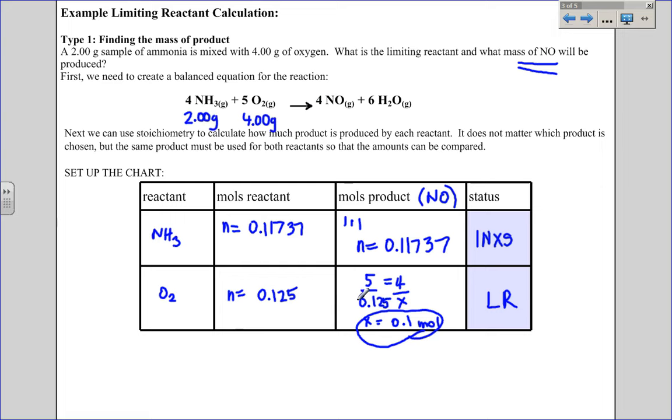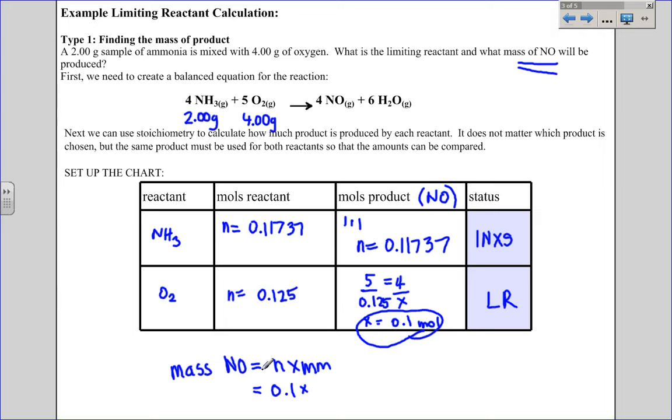So we haven't quite answered the question at this stage. We've identified the limiting reactant, and we've figured out how many moles of product can be produced, but the question is asking us for the mass of NO that can be produced. And so the mass of NO is equal to the moles of NO times the molar mass of NO. So we've got the moles of NO, and I tend to circle it once I've determined the limiting reactant, just so that I have it standing out in front of me.